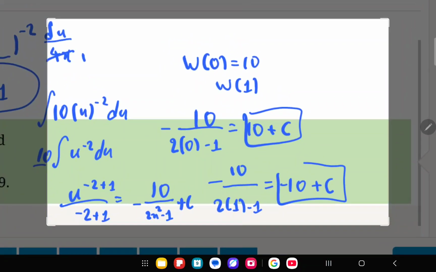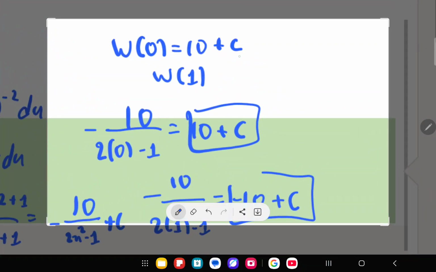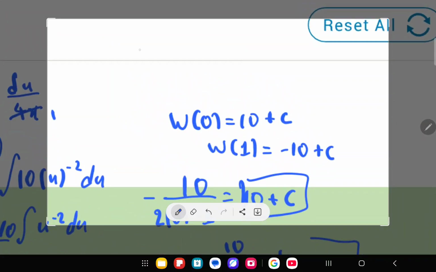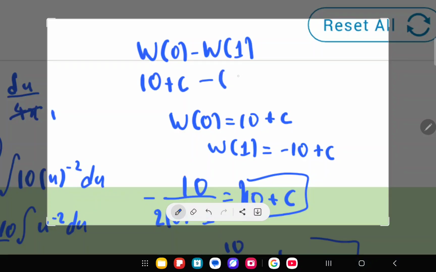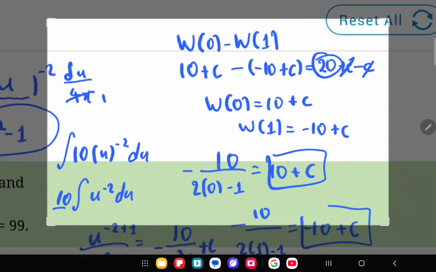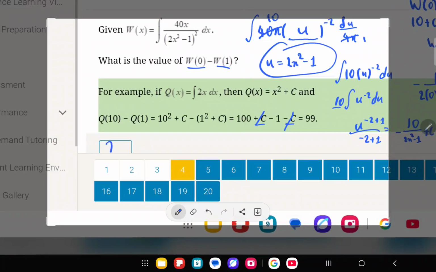And now, so plus c, and here it's going to be minus 10 plus c. And they're asking w0 minus w1. So we'll just do 10 plus c minus 10 plus c. And then eventually you'll get 20 plus c minus c. These two will cancel, you just get 20. So our answer is 20.